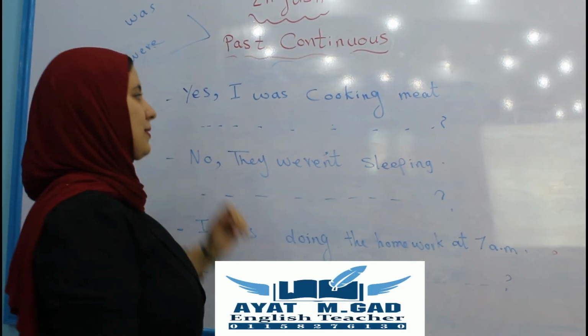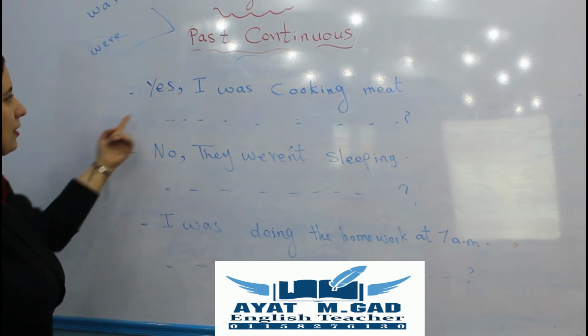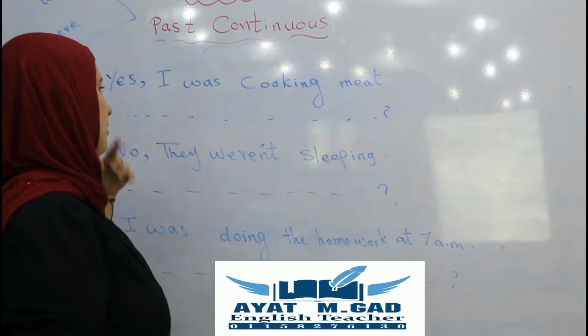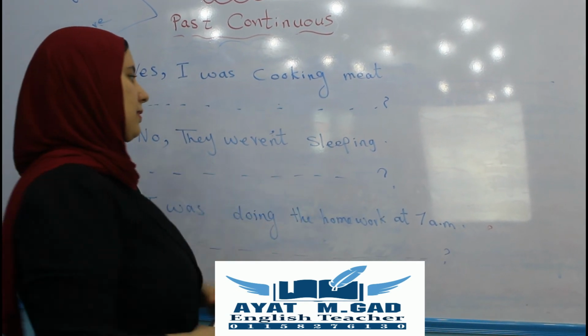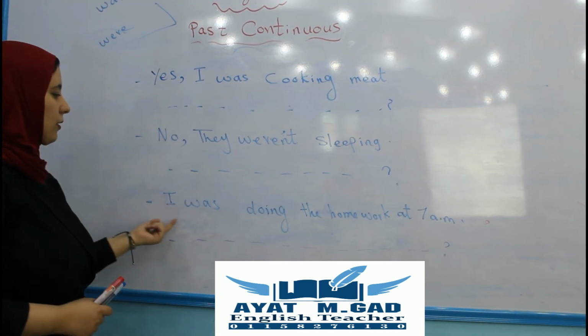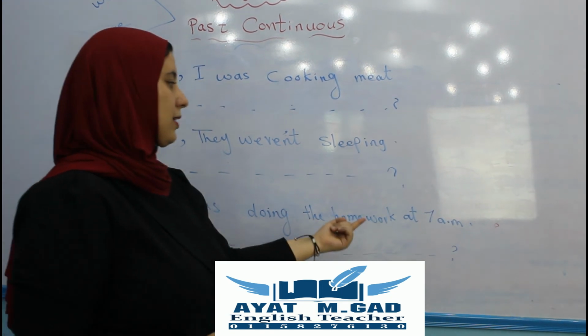Here are some exercises. Number 1: yes, I was cooking meat. I want a question. Number 2: no, they weren't sleeping. Number 3: I was doing the homework at 7 a.m.